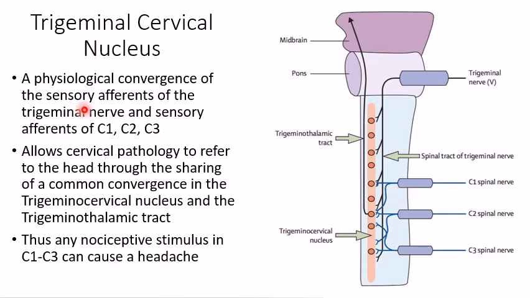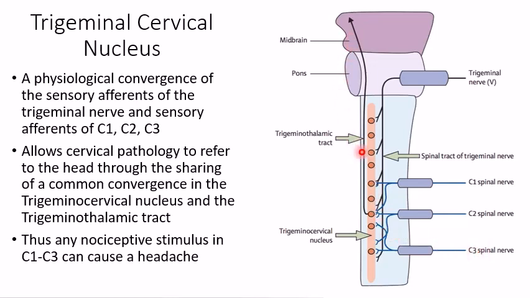Now, the trigeminal cervical nucleus is a physiological convergence of the sensory afferents of the trigeminal nerve and the sensory afferents of C1, C2, and C3. This allows cervical pathology to refer to the head through the sharing of a common convergence in the trigeminocervical nucleus, which is this orange band right here, with these little circles known as the nuclei, and the trigeminothalamic tract, which is the tract that takes the information from this nucleus and sends it up to the brain as sensory information. Thus, any nociceptive stimulus from C1, C2, or C3 can cause pain in the head.